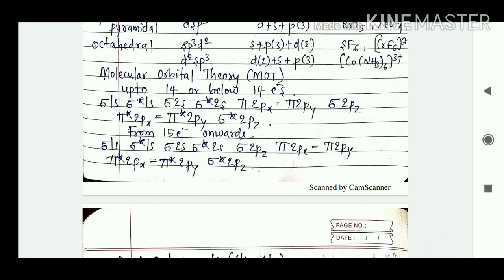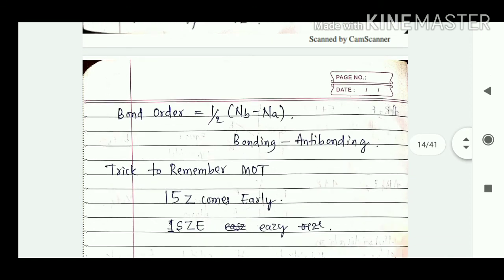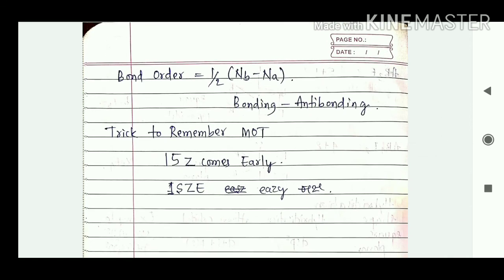If the molecule contains more than 15 electrons, then sigma 1s, sigma star 1s, sigma 2s, sigma star 2s, sigma 2pz, pi 2px which equals pi 2py, pi star 2px, pi star 2py, sigma star 2pz. Here in this case we will consider bond order, which equals half of Nb minus Na, where Nb is the number of bonding electrons and Na is the number of anti-bonding electrons.